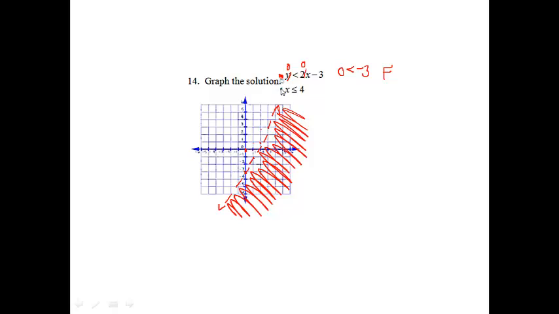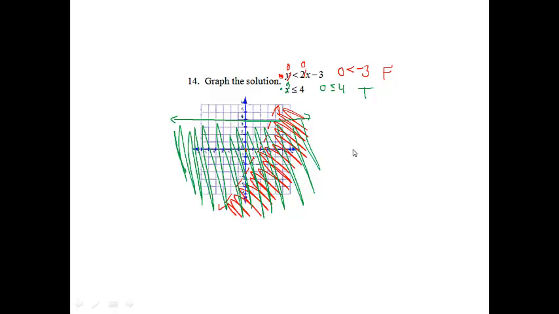Next one is x is less than or equal to 4. So I know that that is a vertical line over at 4. There is an equal sign, so it's going to be a solid line. And if I plug 0 in there, I get 0 is less than or equal to 4. That is a true statement, so I'm going to shade the side that has the 0, 0 on it.